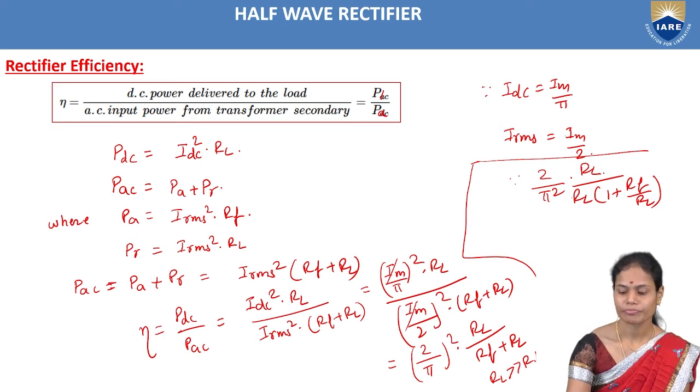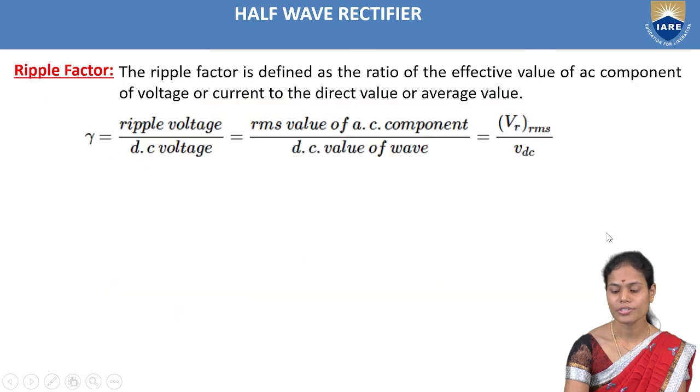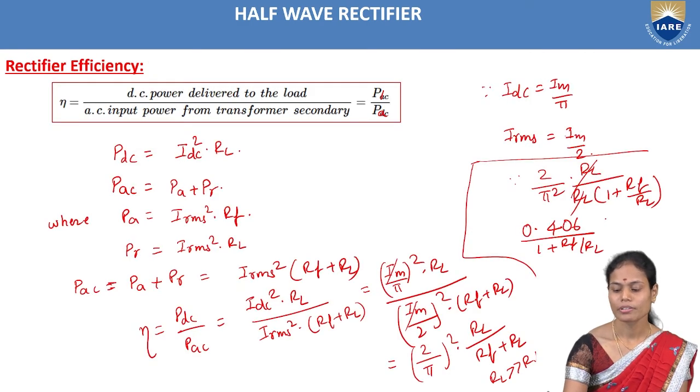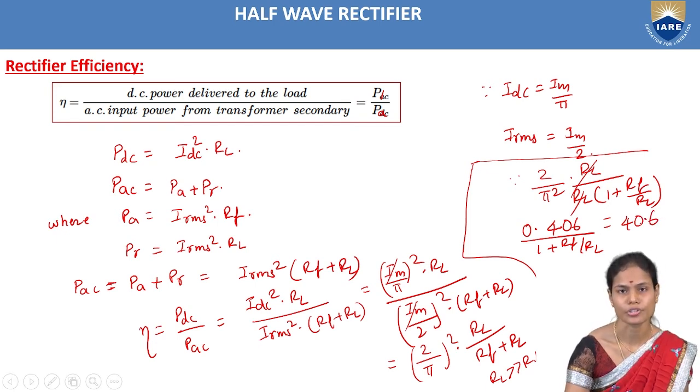So this one we are getting like this: 0.406 divided by 1 plus RF by RL. If we write in terms of percentage, we will be getting 40.6% when we neglect the RF by RL ratio. Theoretically, if we neglect the RF by RL ratio, we will be getting 40.6% efficiency in the case of half-wave rectifier.